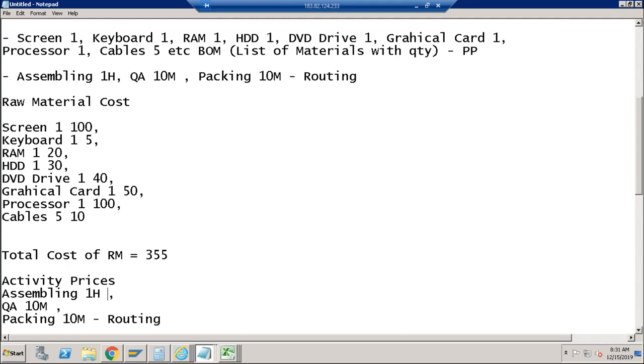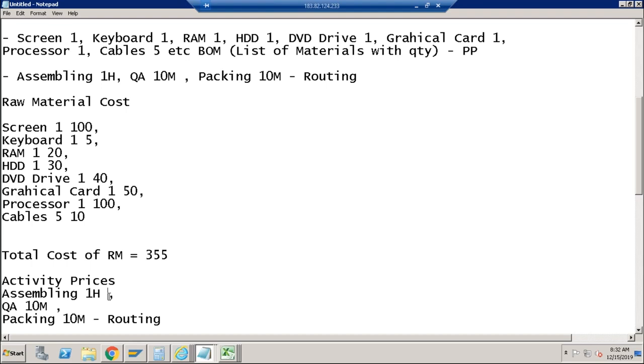Okay, if you remember yesterday we discussed how to specify the activities. We created the activity types. So we have to create this many number of activity types. Assembling would be one activity type which will be provided by the assembling department. Quality services will be the activity type which is provided by the quality department, and packing is an activity type which will be provided by the packing department. So we need to create 3 cost centers and we need to create 3 activity types. Okay, and we need to specify the price.